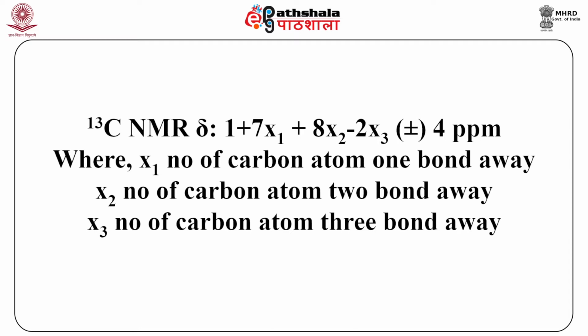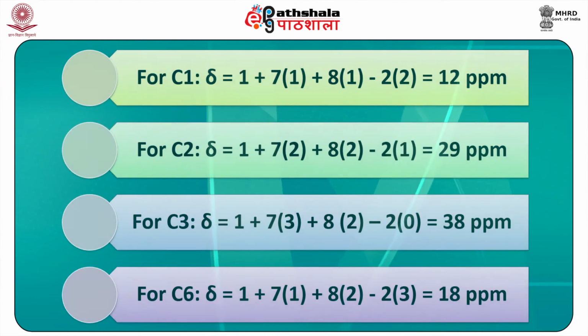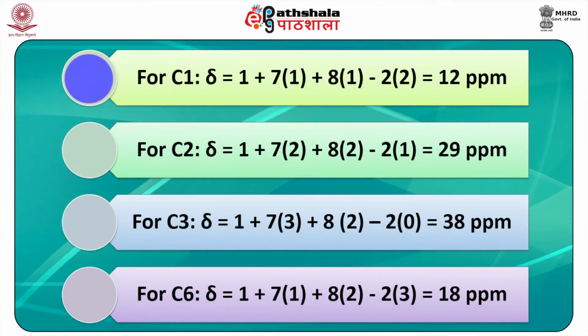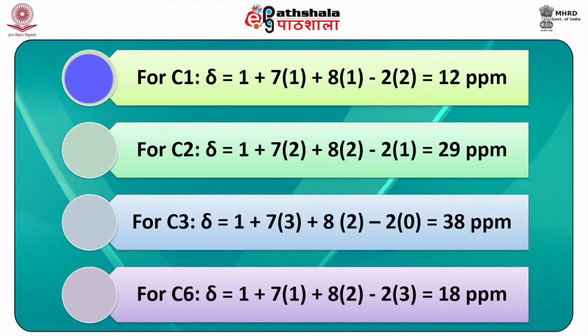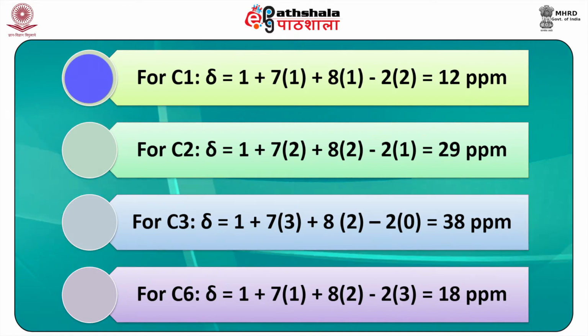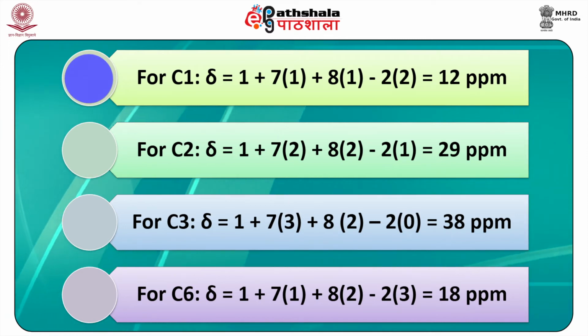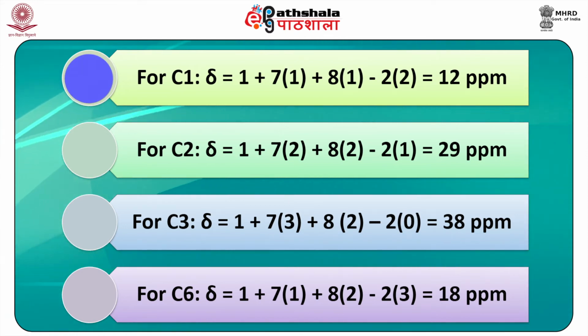Here, x1 is the number of carbon atoms 1 bond away, x2 is the number of carbon atoms 2 bonds away, and x3 is the number of carbon atoms 3 bonds away. For C1, the delta value will be 1 plus 7 multiplied by 1, because there is only one carbon atom which is away by one bond, plus 8 into 1 minus 2 into 2, which is equal to 12 ppm.